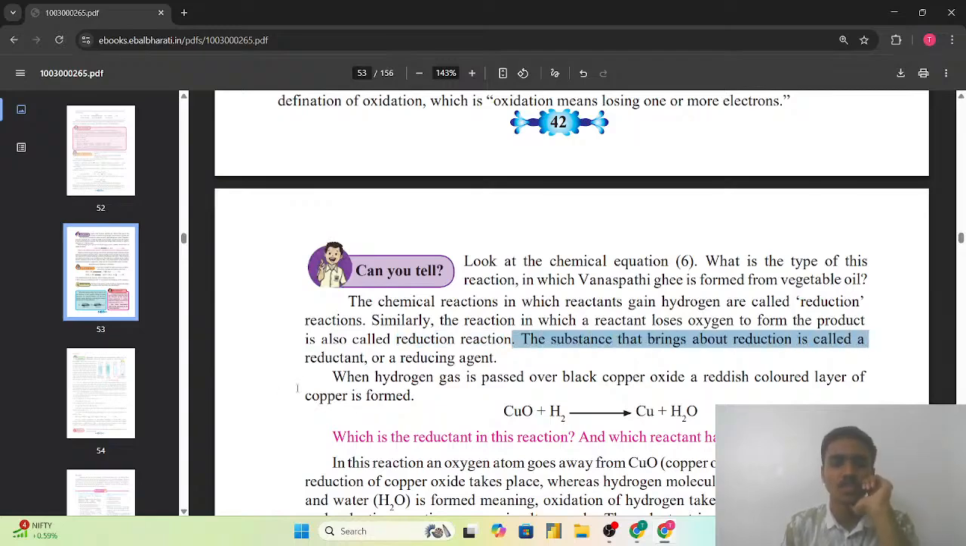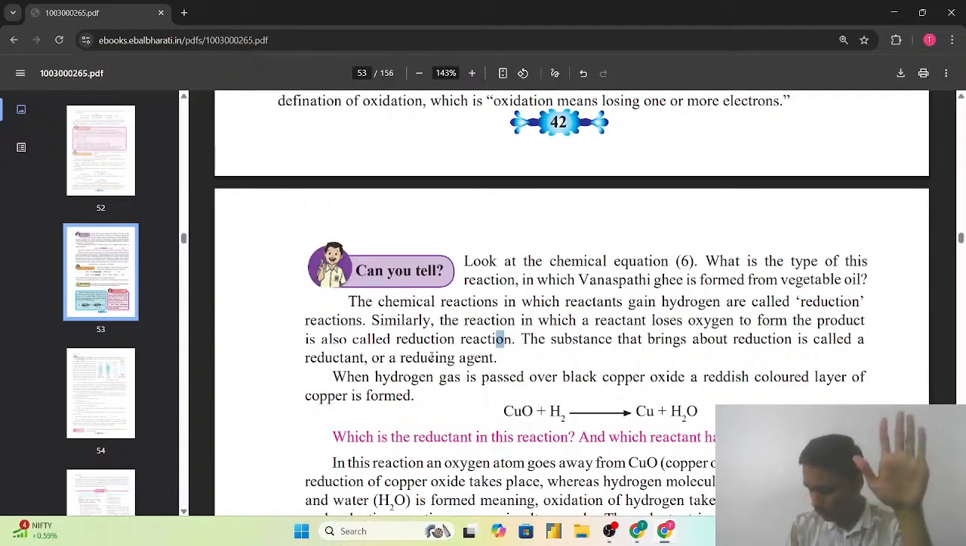और द सब्सटेंस दैट ब्रिंग्स अबाउट रिडक्शन इज कॉल्ड एज द रिडक्टेंट और रिड्यूसिंग एजेंट। और जो सब्सटेंस रिडक्शन लाएगा दैट इज कॉल्ड एज द रिड्यूसिंग एजेंट। जो सब्सटेंस ऑक्सीडाइज करेगा दैट इज कॉल्ड एज द ऑक्सीडाइजिंग एजेंट। क्लियर अप टू दिस ऑल?